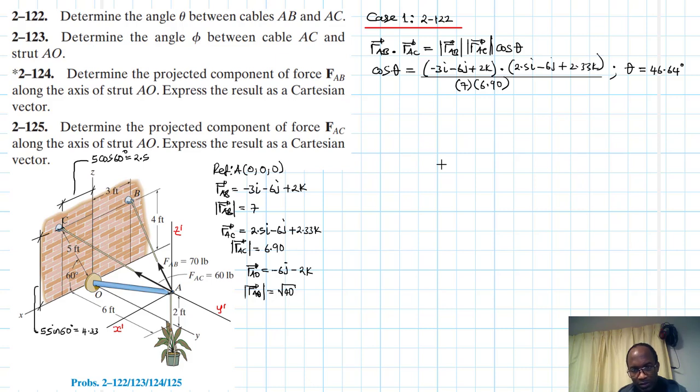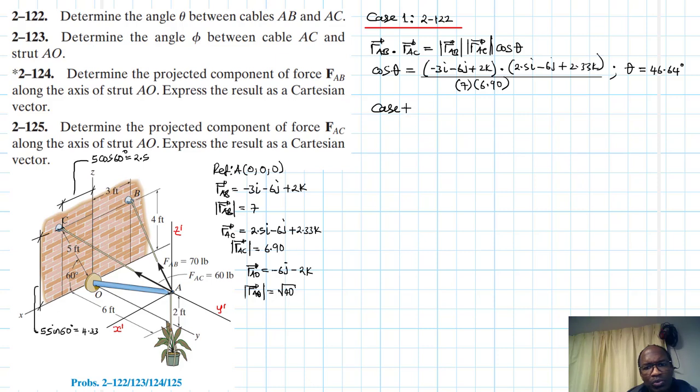So minus 3 times 2.5 plus 36 plus 2 times 2.33 divided by 7 times 6.9. Then cos inverse of that, we have 46.64. Great. So that is the first part. So let's go to the second case.